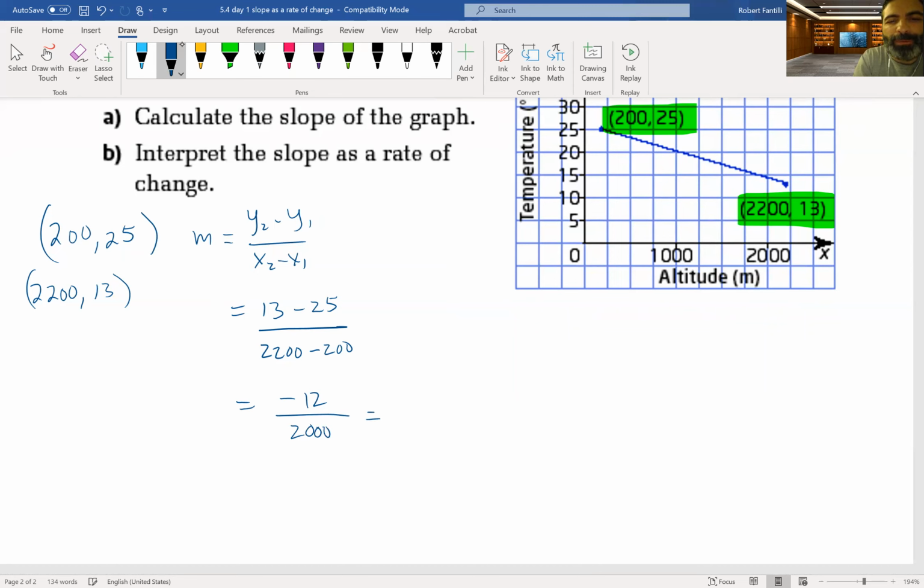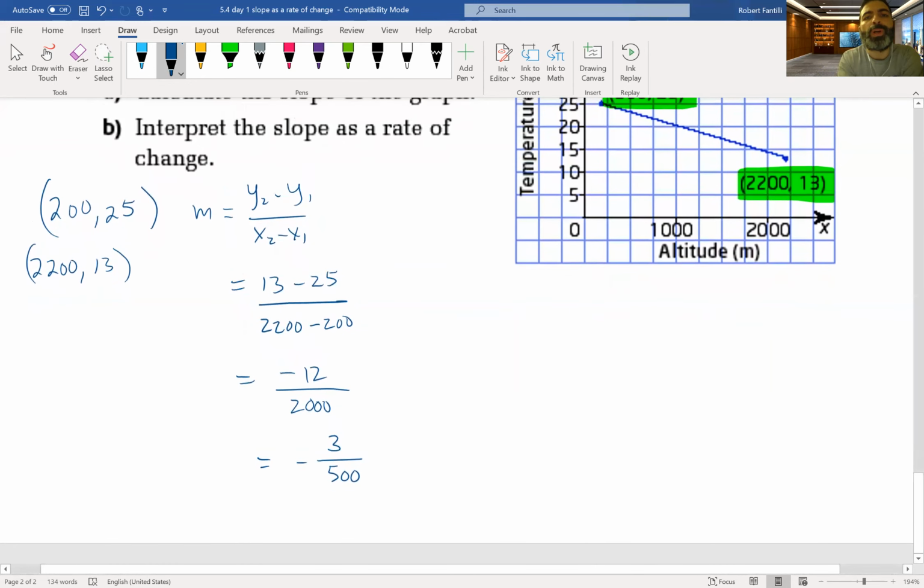Now you could divide that by 4. Most of you can do that in your head. 12 divided by 4 is 3. So we get negative 3 over, and that's 500. Right? If I divide 2000 by 4, this actually looks a little familiar. It looks like the question we had at the beginning, 3 divided by 5. Remember, 3 divided by 5 was 0.6.